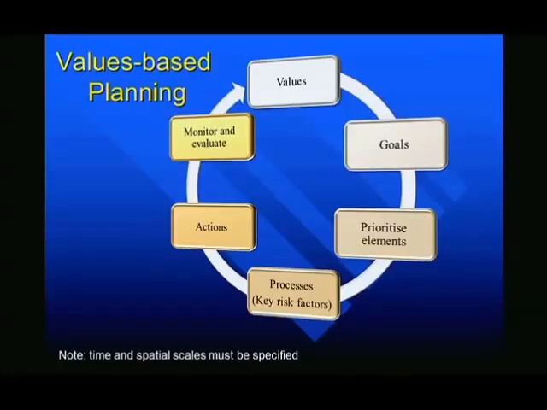We then go into a process of looking at what processes we need to manage, which is key risk factors, feasibility. Then we decide the actions. Monitor and evaluate, get back to the values. That's a planning cycle. Interestingly enough, the management cycle is the reverse, of course. You act on the processes to put the structure and composition of the elements into a status that makes your goals realised and gives you the values you want. And then you monitor and evaluate to make sure that's happened. So, thanks very much.